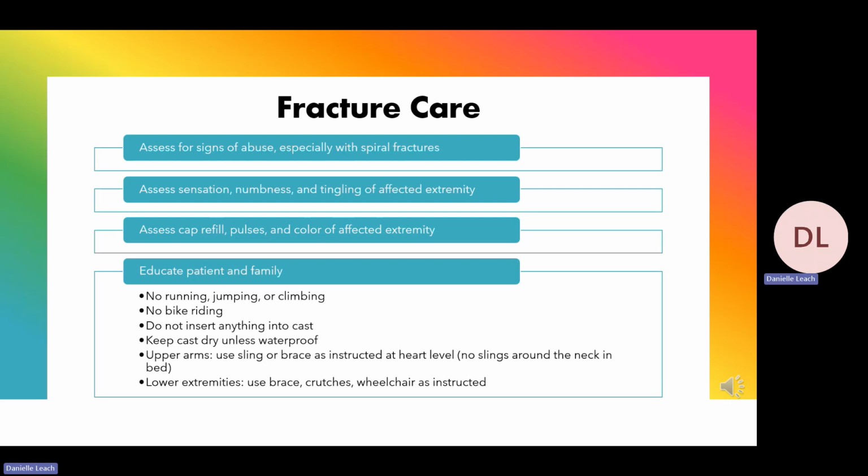We want to teach them to keep their cast dry. There are waterproof casts now, so depending on what type of cast they have, whether it can get wet or not, what they can do to prevent it getting wet. If it's an upper arm break, make sure that they're using their sling or their brace as instructed and keeping it at about heart level. We don't want them to wear slings in bed at night because of safety issues. For lower extremities, we want them to use their brace, crutches, and wheelchair as instructed, so they're not walking on their injury too soon.